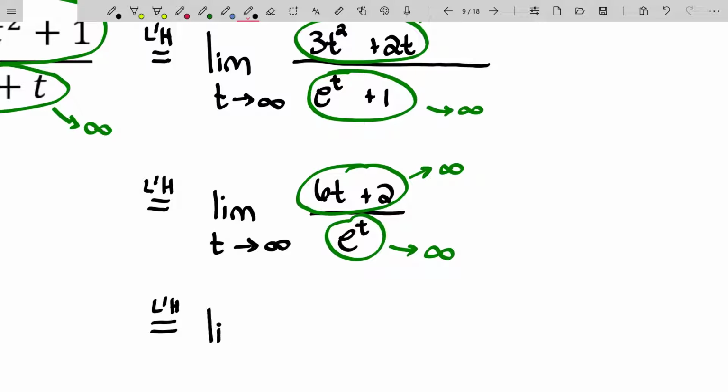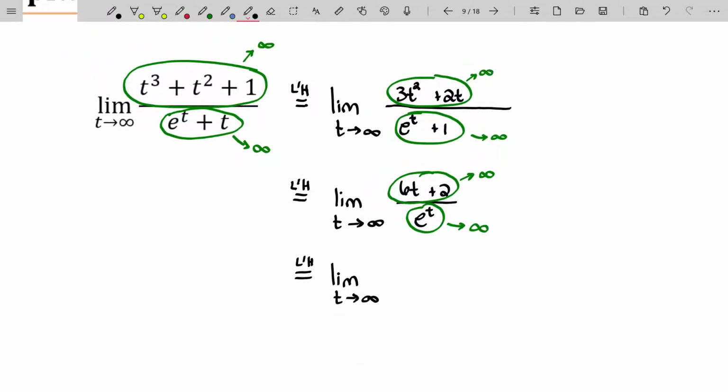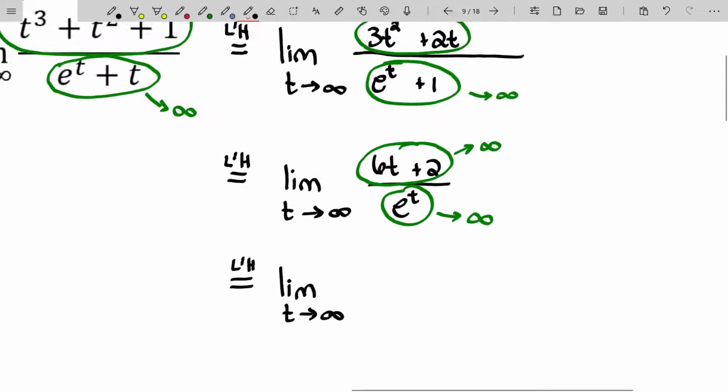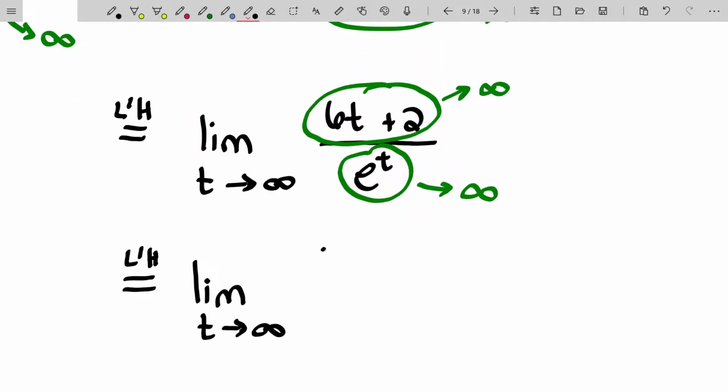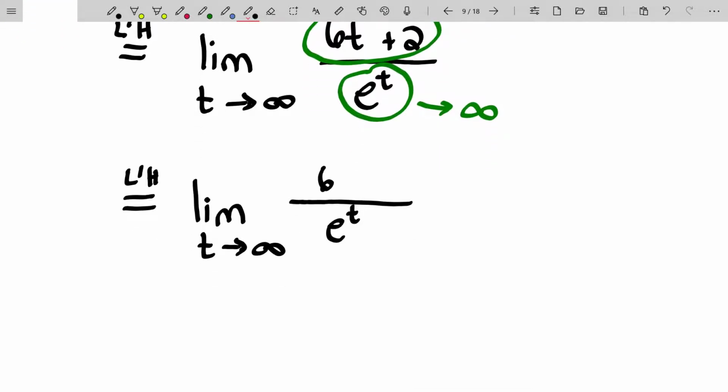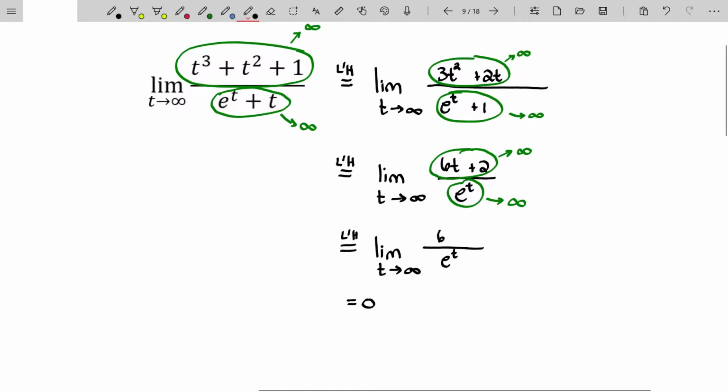And when you run L'Hopital's rule, you get the limit as t goes to infinity. You can see, by the way, the complexity is reducing each time in the numerator because it's just a polynomial. So eventually you get down to this. The derivative of 6t plus 2 is 6. The derivative of e to the t is still e to the t. And that's going to be 6 over infinity, or 0. That is the value of that original limit.